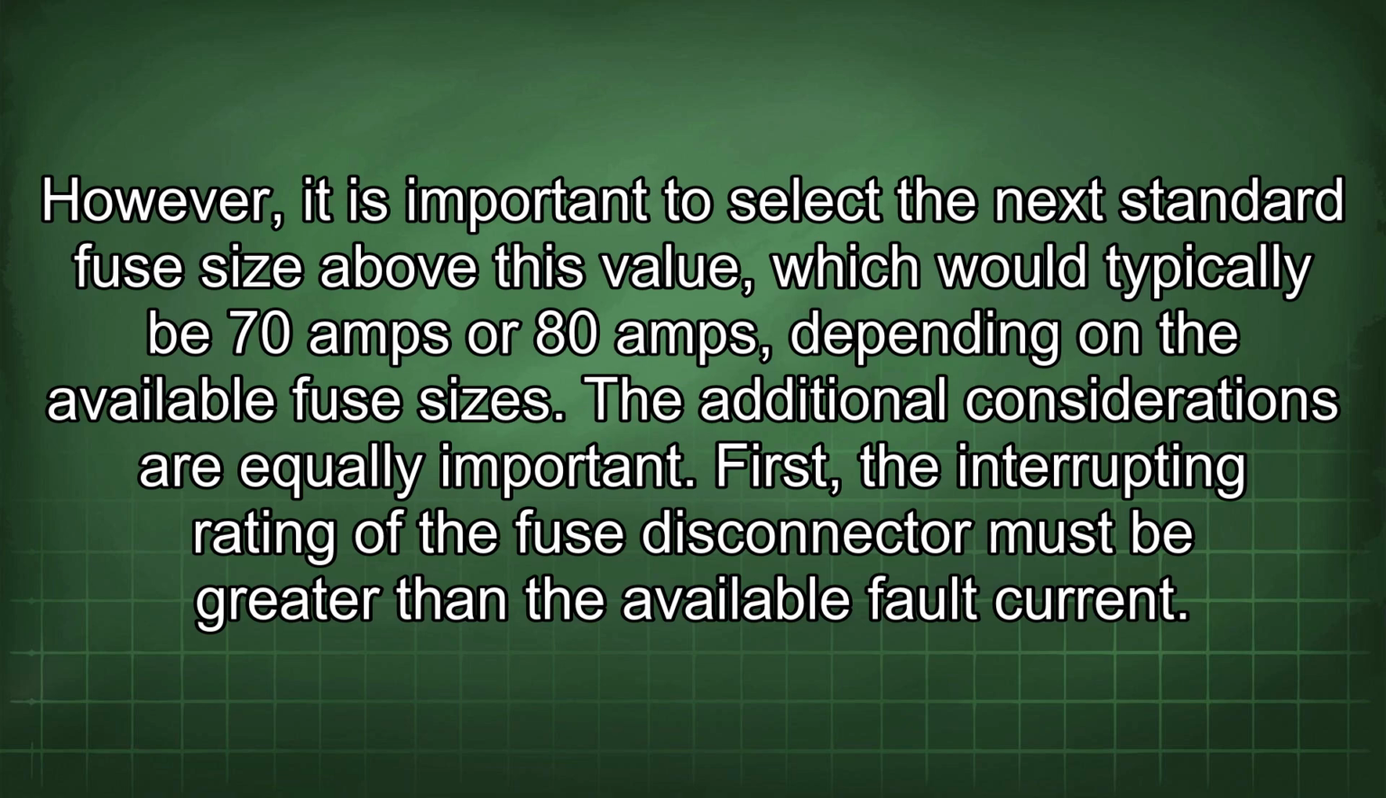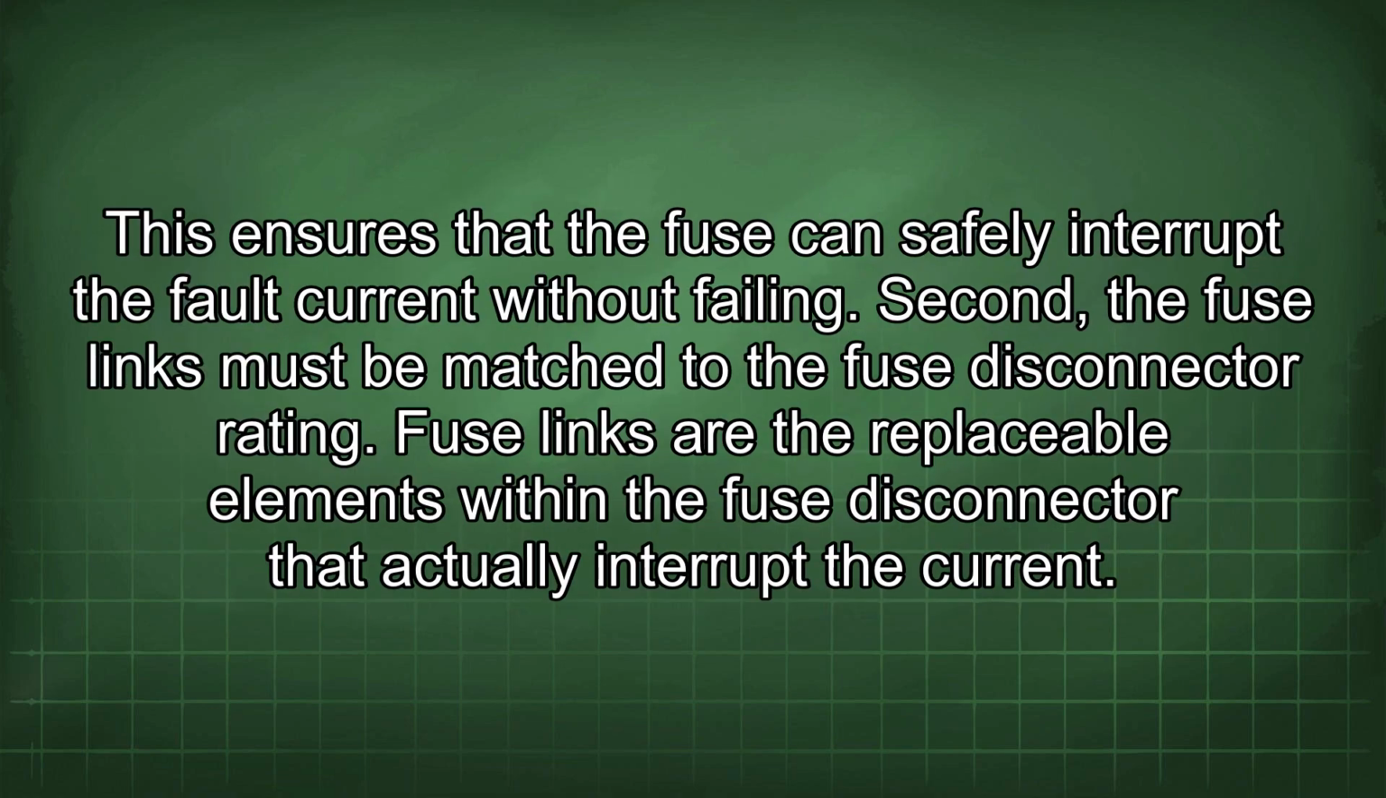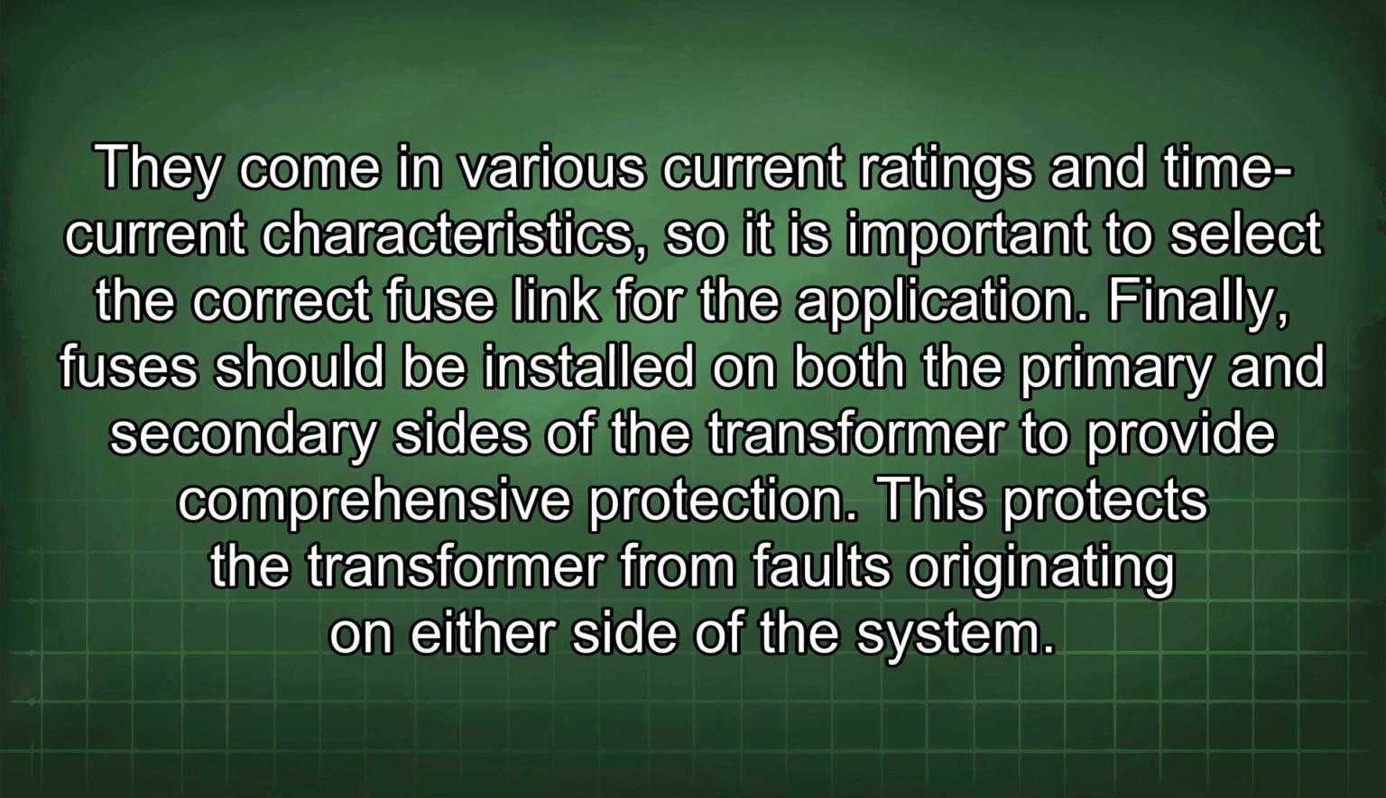The additional considerations are equally important. First, the interrupting rating of the fuse disconnector must be greater than the available fault current. This ensures that the fuse can safely interrupt the fault current without failing. Second, the fuse links must be matched to the fuse disconnector rating. Fuse links are the replaceable elements within the fuse disconnector that actually interrupt the current. They come in various current ratings and time current characteristics, so it is important to select the correct fuse link for the application.